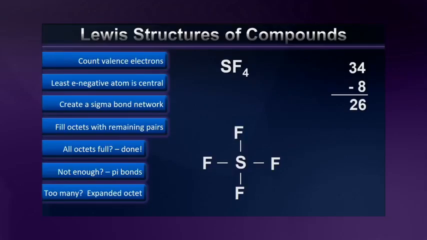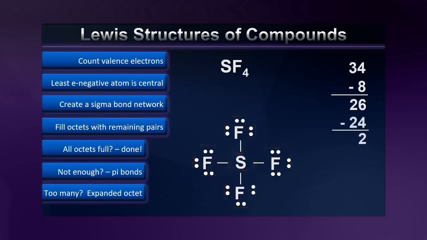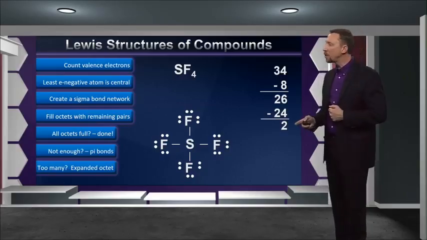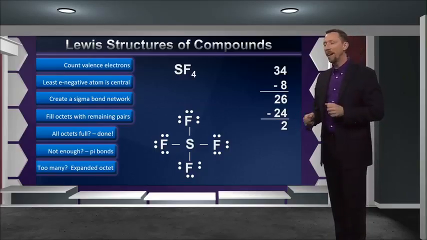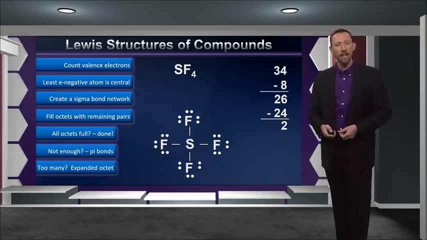Now, just as before, we're going to fill in all the octets of all the fluorine atoms to be sure they're satisfied. That means 6 more electrons per fluorine. And that means I'm going to use a grand total of 24 electrons to get them happy. And that leaves me in a predicament. I have 2 electrons left over, but all of the atoms in my compound are already satisfied with an octet.